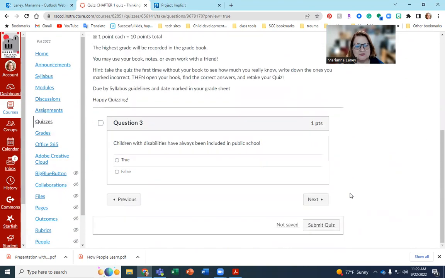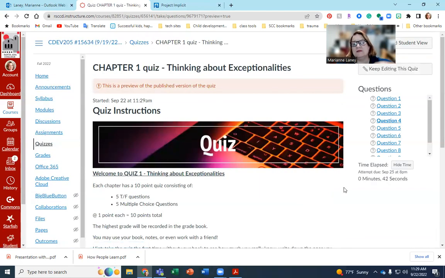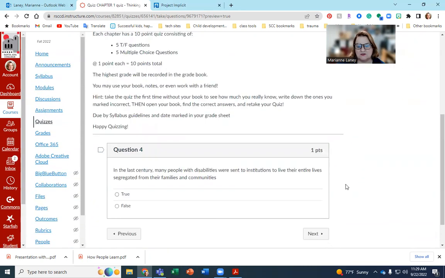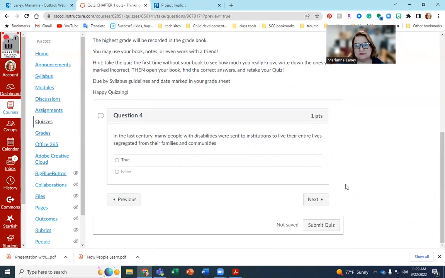Children with disabilities have always been included in public schools. Kind of easy, yeah. The quizzes are just to keep our momentum towards the exam at the end of the unit. In the last century, many people with disabilities were sent to institutions to live their entire lives segregated from their families and communities.